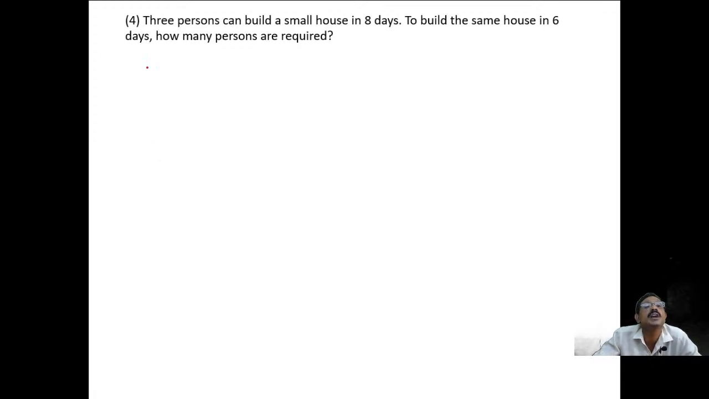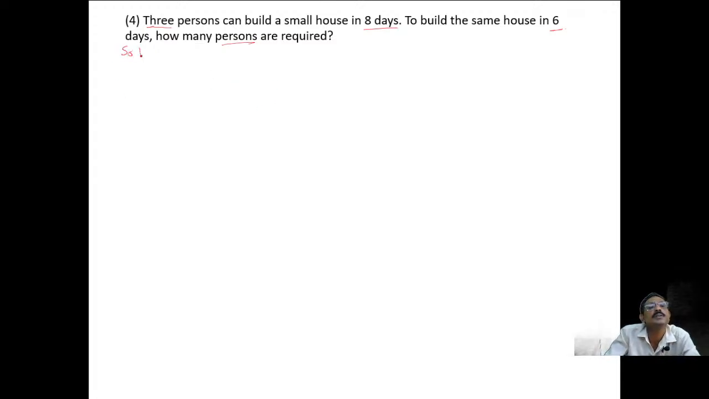3 persons. How many persons are there here? 3 persons. They can build a small house. How many days? 8 days. That means 3 persons are taking 8 days to build a small house for construction purpose. Now, to build the same house, which they are building, it will take 6 days. So, can you tell us how many persons are required?